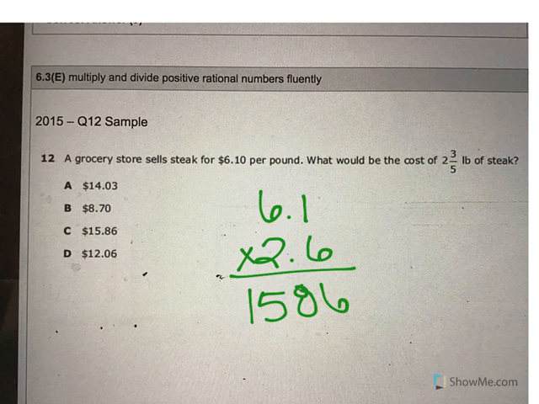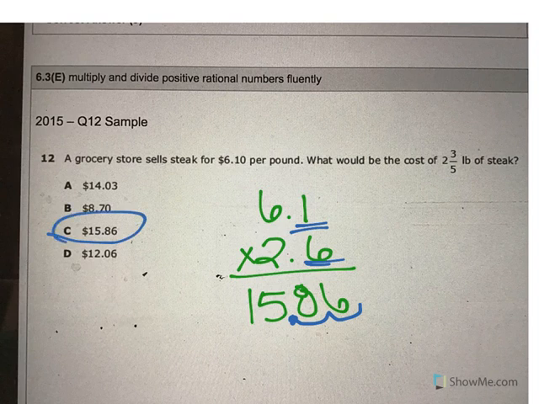I see something that looks kind of like it, but it's not the same thing. So once you're done multiplying, then you account for the decimals. How many numbers to the right of the decimal do I have? I have 1 here and 1 here. So what do I do then? I start at the right, and I'm going to move my decimal 2 places to the left. Why 2 places? Because again, I had 2 numbers to the right of the decimal. And so that ultimately is going to give me $15.86. So my answer is C.